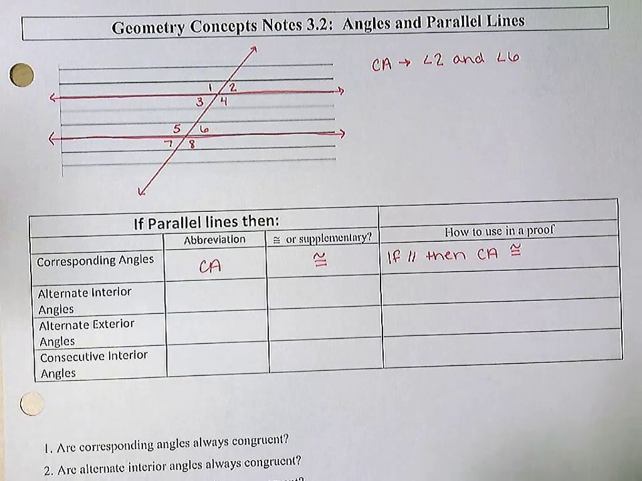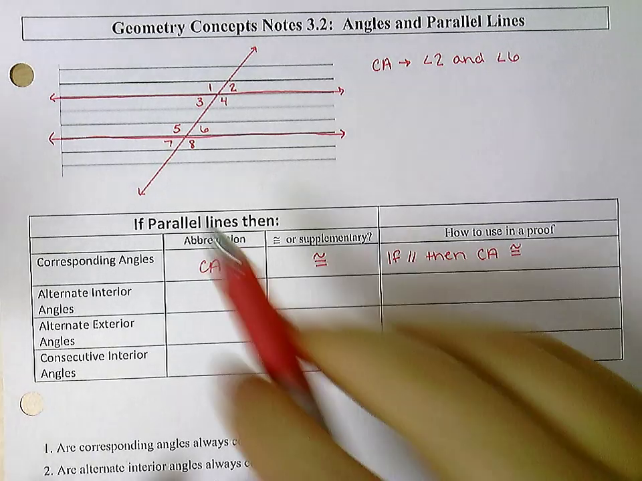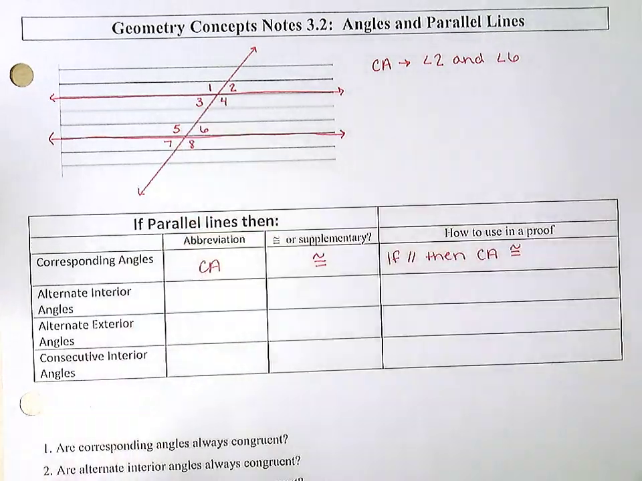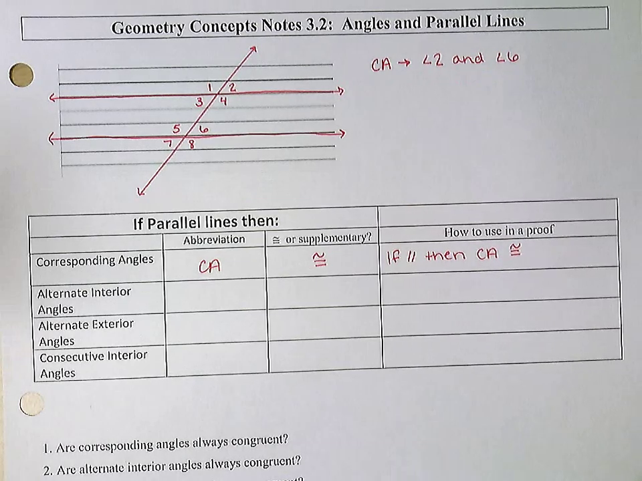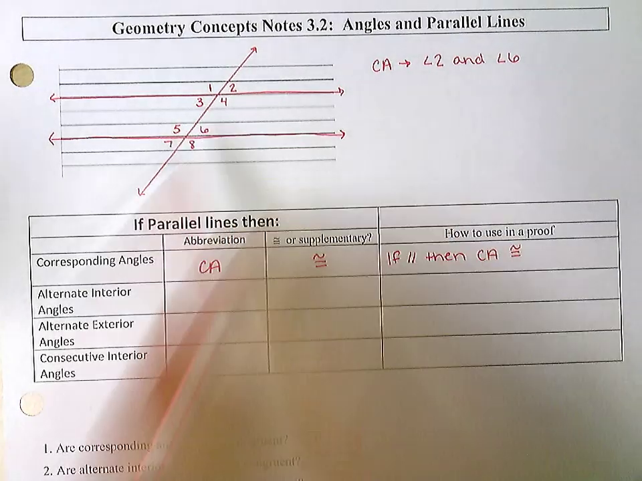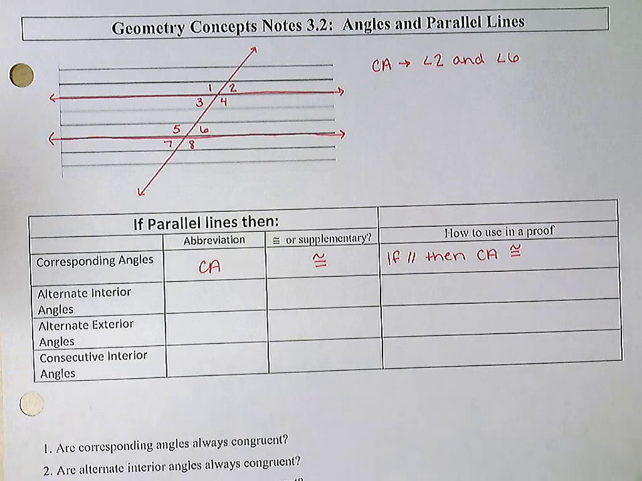Now they could also lie in the bottom of the parallel lines. So 7 and 3 are also corresponding angles. They lie on the same side of that transversal and on the same side of the parallel line.